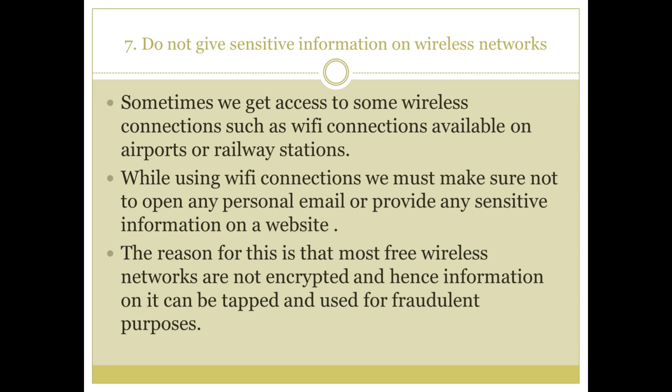Do not give sensitive information on wireless networks. Wireless networks here means the internet which you are using, like Wi-Fi. Wi-Fi is without a wire, right? That is called a wireless network. Sometimes we get access to some wireless. If you go to a railway station, you get free Wi-Fi. If you go to a park, you may get free Wi-Fi. If you go to an airport, you get free Wi-Fi. Be sure that wherever you are using free Wi-Fi, you do not enter any important information.